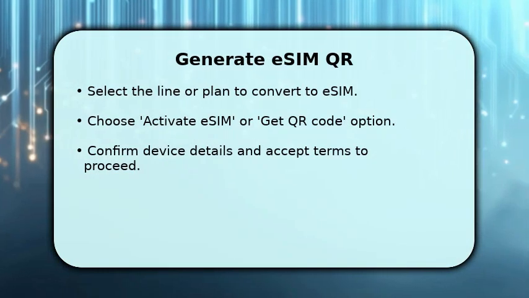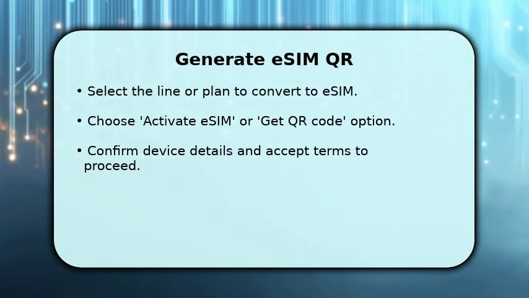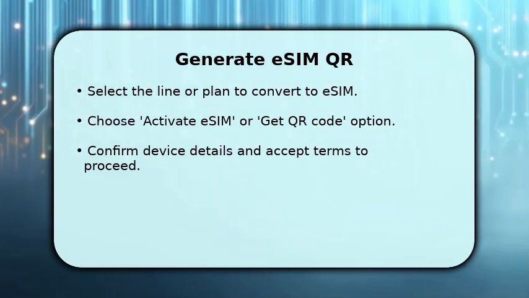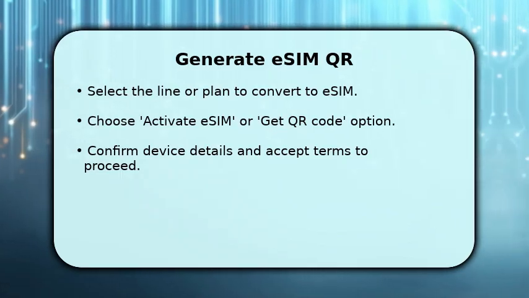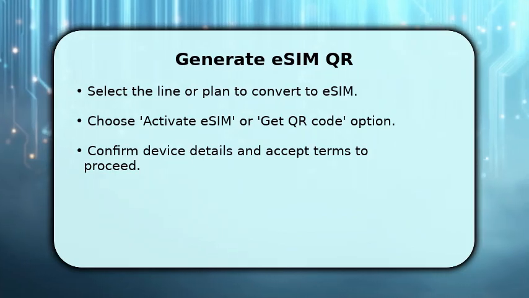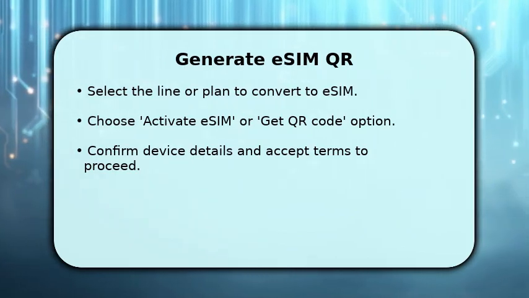Once in the right device or plan screen, choose the option to activate or transfer to eSIM. This prompts Xfinity to prepare an eSIM profile. Confirm the exact phone number and device model shown. Mismatches cause failures. Then accept terms and any carrier settings prompts.